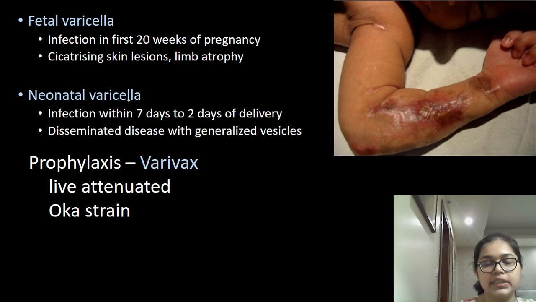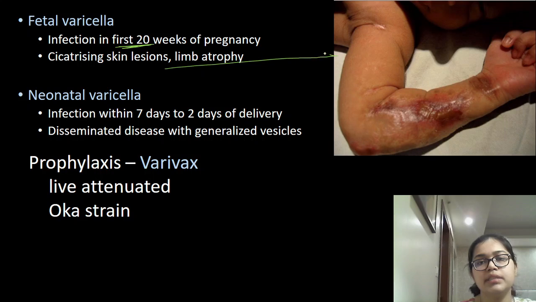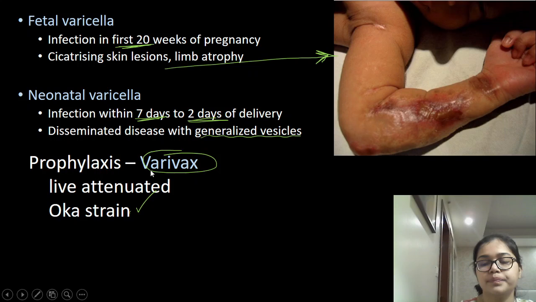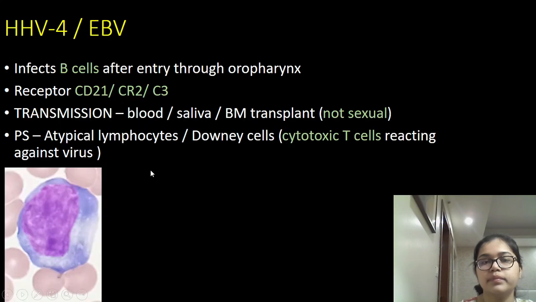Fetal varicella happens when the infection occurs in the first 20 weeks of pregnancy, with cicatrizing skin lesions and limb atrophies, which can be seen in this picture. Neonatal varicella, on the other hand, happens when the mother is infected from 5 days before to 2 days after delivery, and disseminated disease with generalized vesicles is present. Prophylaxis can be done with Varivax, which is a live attenuated vaccine using the Oka strain.